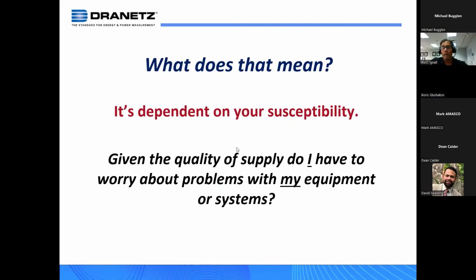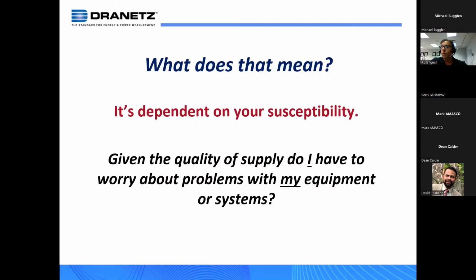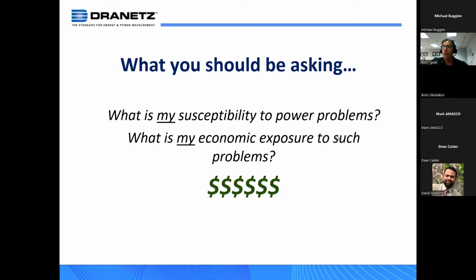Given the quality of supply, maybe these pictures over here, these things are happening. Do you have to be concerned about problems with your equipment or your systems? Are you susceptible to that? That's extremely important. Even more important is not only your susceptibility, but what's your economic exposure to that.